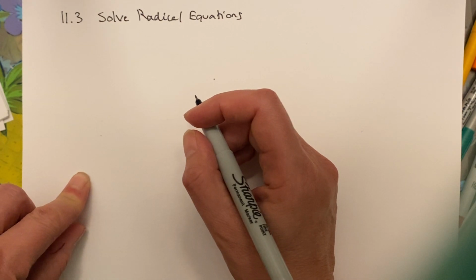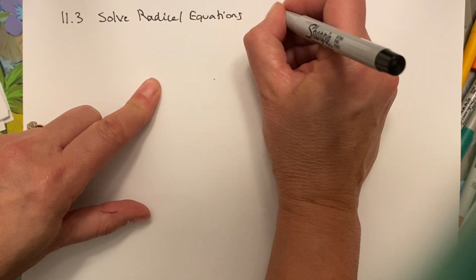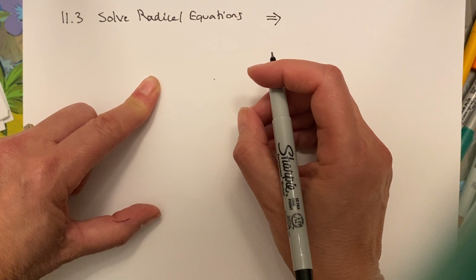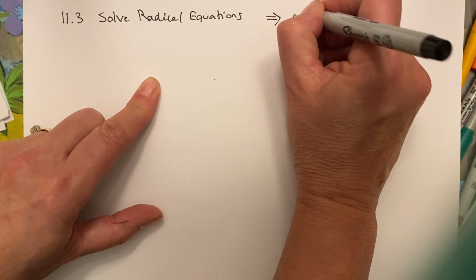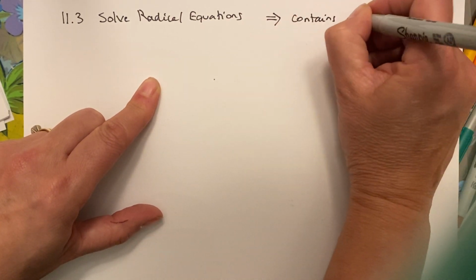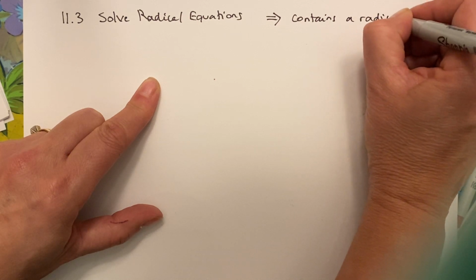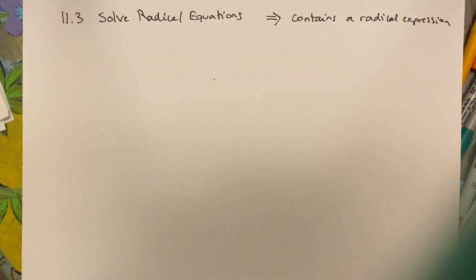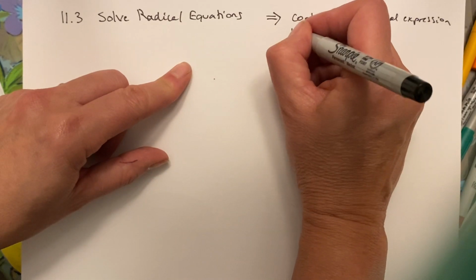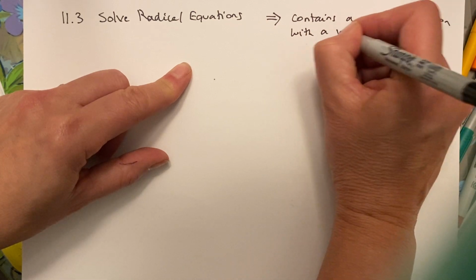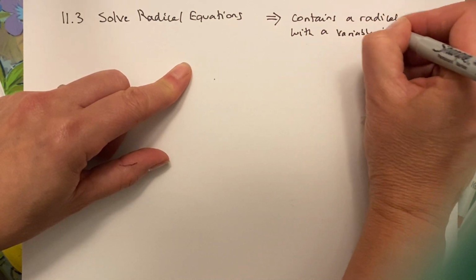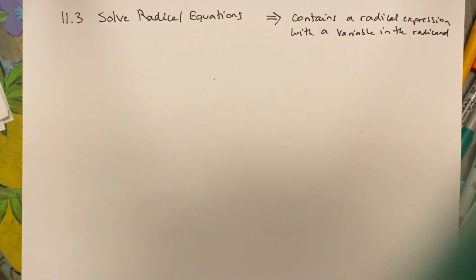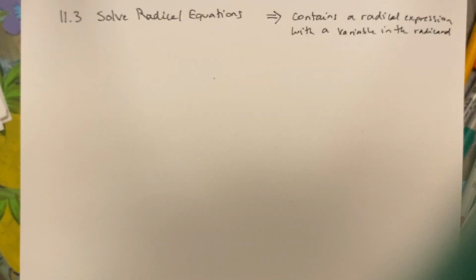So, a radical equation, I'm just going to describe it up here, is an equation that contains a radical expression, which is everything we did in 11.2, with a variable in the radicand, as we saw in 11.1. In other words, you have an x or a y inside the square root.